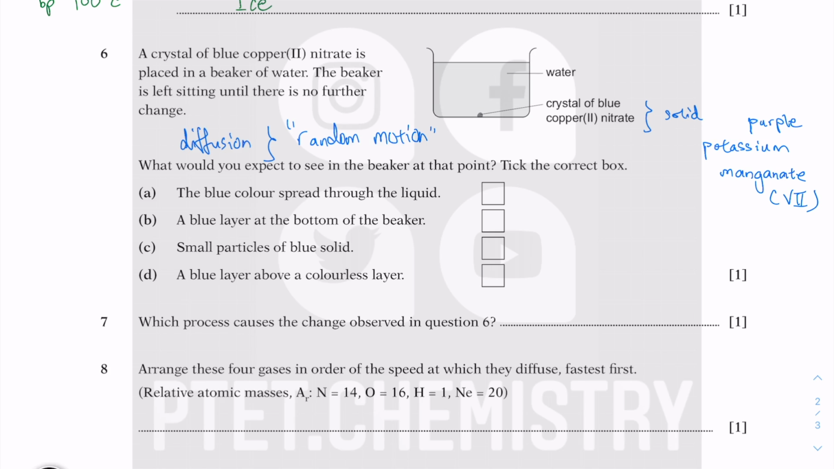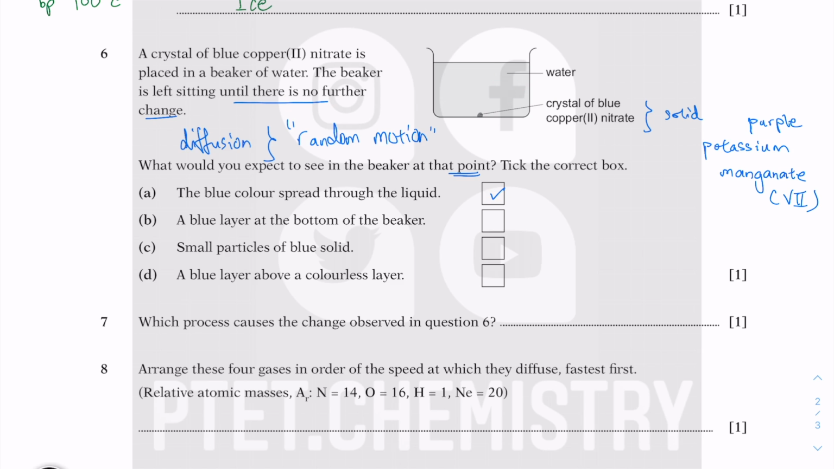So what would you expect to see in the beaker at that point? So what is that point referring to? Until no further change. So that point refers to until no further change. All right, so what will happen is you will have the blue color spread through the liquid, because they dissolve completely, and then they will make the whole thing colored eventually. Because it's until there's no further change, as the particles move randomly in all directions, even without stirring, eventually all of it will be blue. But of course, initially, as you put them in, the blue color will just slowly turn the water blue, not uniformly in all places, but eventually, until no further change, this will be what you see.